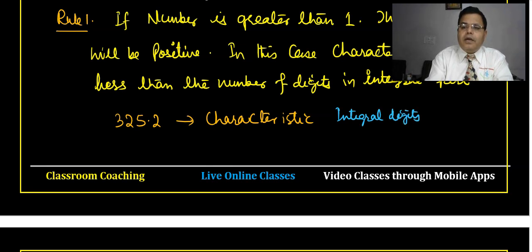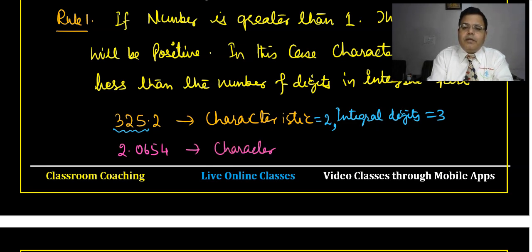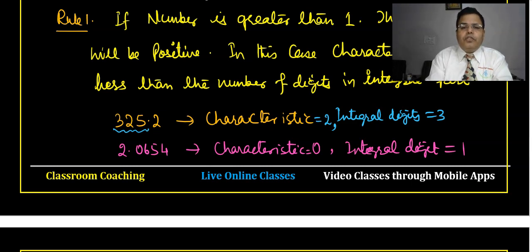Integral digits are 3, and therefore the characteristic is 1 less than the number of digits, so here the characteristic is 2. If the number is 2.0654, then the characteristic is 0, because there is only 1 digit and 1 minus 1 is 0. So the characteristic is 0.